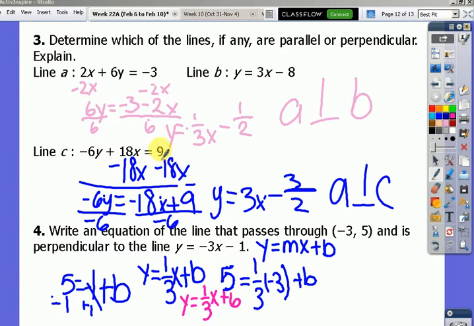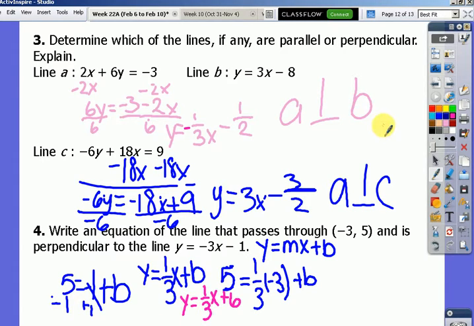All right. So if you're watching this on the internet, number 3 and 4, the answer for 3 is y equals negative 1/3 x minus 1/2. If you don't understand what happened here, I'm always available at lunch or after school or before school, or leave a comment. And b is y equals 3x minus 8, c is y equals 3x minus 3/2. So a is perpendicular to b, a is also perpendicular to c. And then number 4, y equals 1/3 x plus 6.